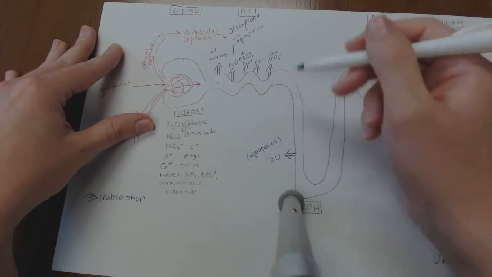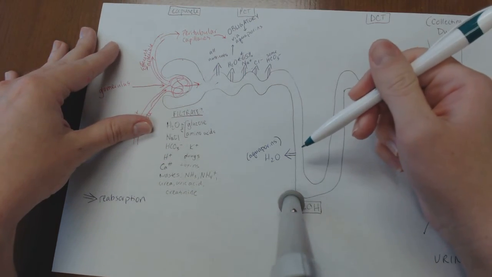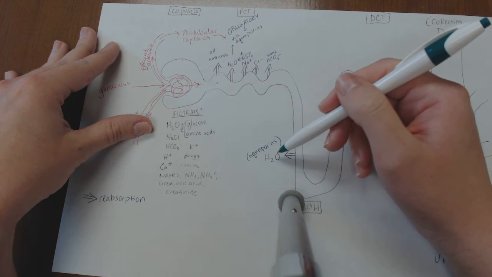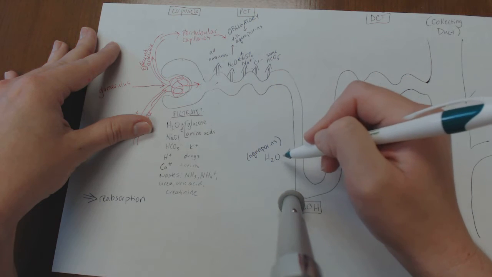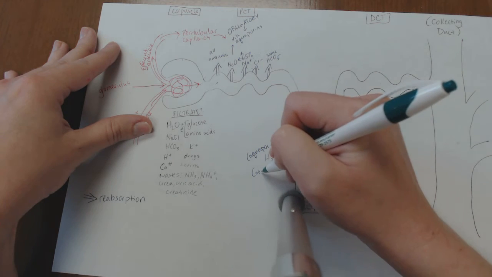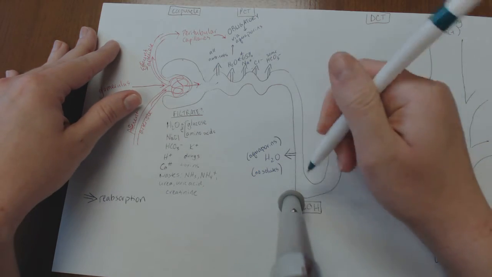Okay, so again, I know I kind of went back to describe something at the PCT. We're really at the loop of Henle right now. We made it all the way down to here. And so remember that the descending limb is permeable only to water, no solutes. That actually happens on the other side. And there's a reason for that.